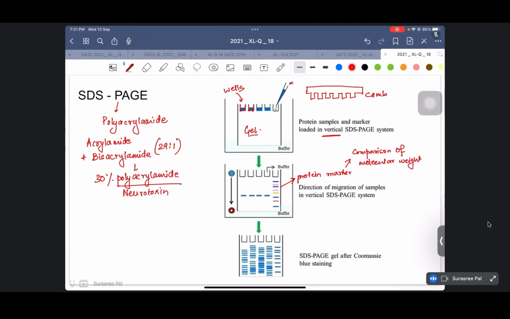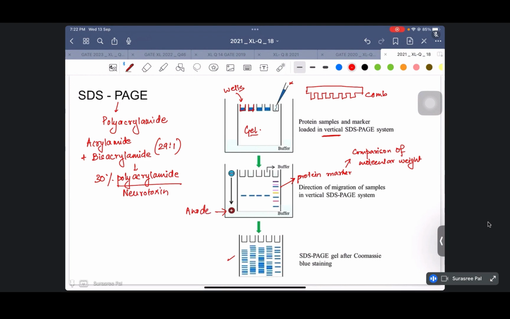So obviously we need a standard. Here you can see that the proteins have formed different bands, and which protein is of which molecular weight, we can determine from this standard, which is called a protein marker. Then we run these samples under electric voltage. We apply electric voltage, and these proteins are all negatively charged. How these proteins become negatively charged, we are coming to that. So the proteins will move towards the positive electrode, which is the anode.